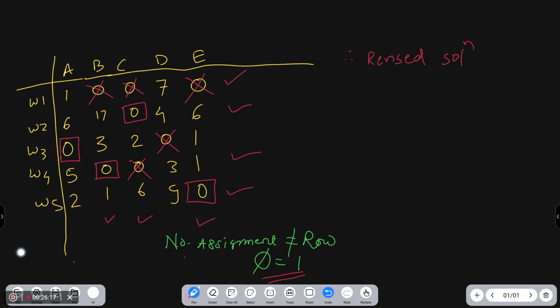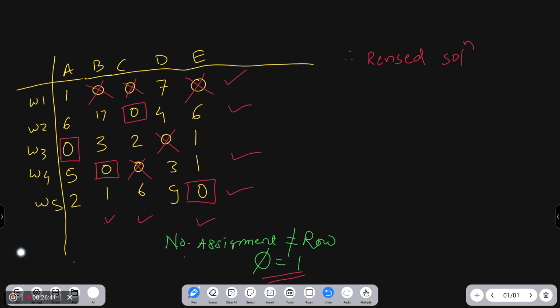Ticking. What is the ticking rule? First of all, ticking is like this. You have to find which row does not have an assignment cell. All these rows have an assignable cell. Only one row does not have an assignable cell. First of all, you have to tick that row.